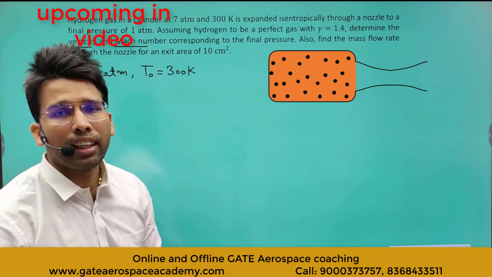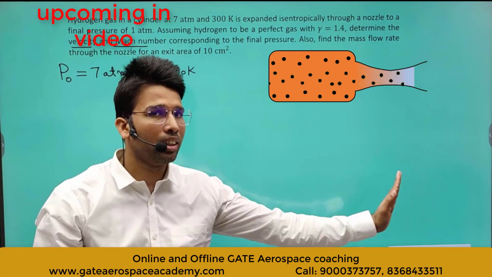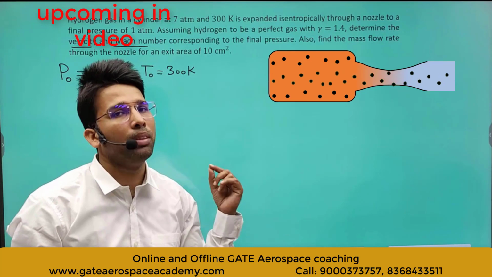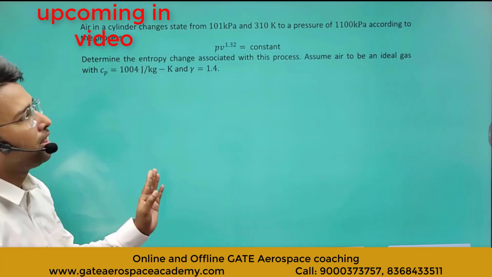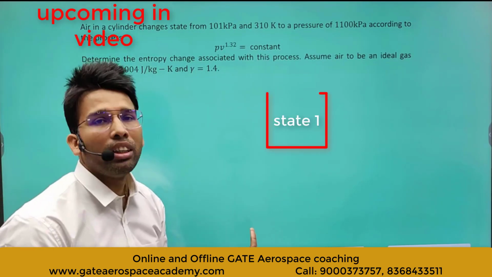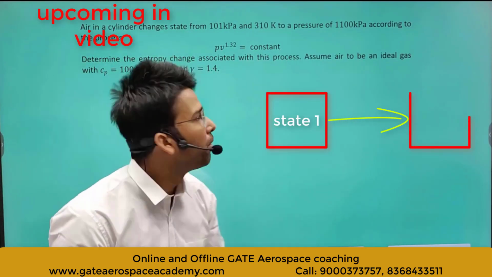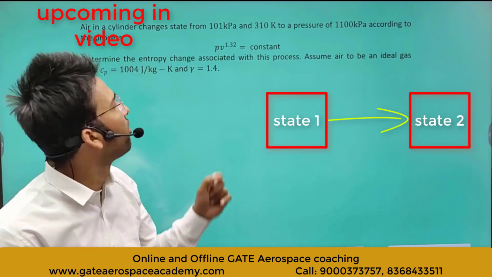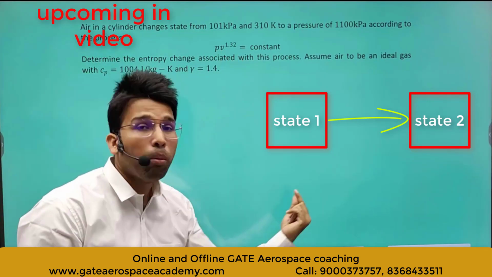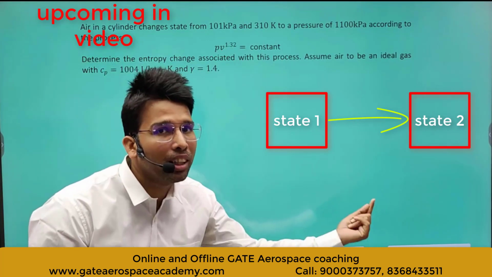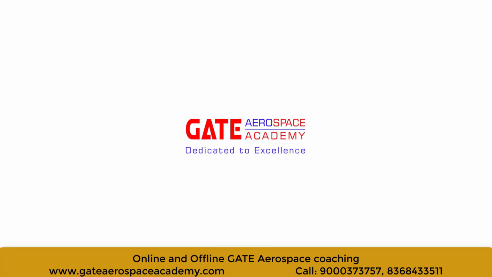So the gas is getting expanded from the stagnation state. Its velocity will increase, Mach number will increase, right? Pressure and temperature will decrease. It's changing its state from state 1 to state 2 by a polytropic process defined by n equal to 1.32. For this polytropic process, for this path, this n is given.